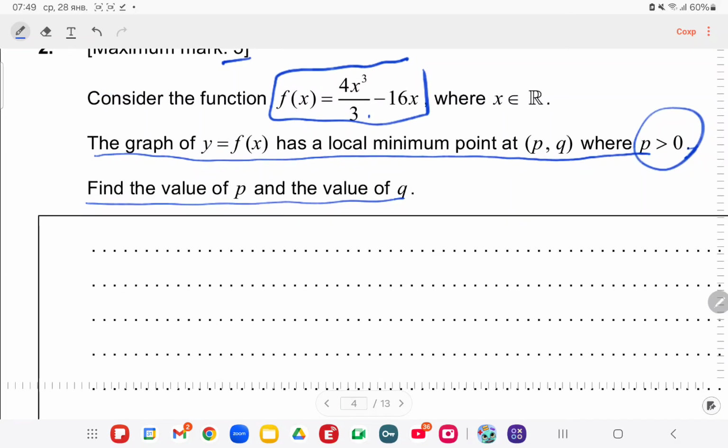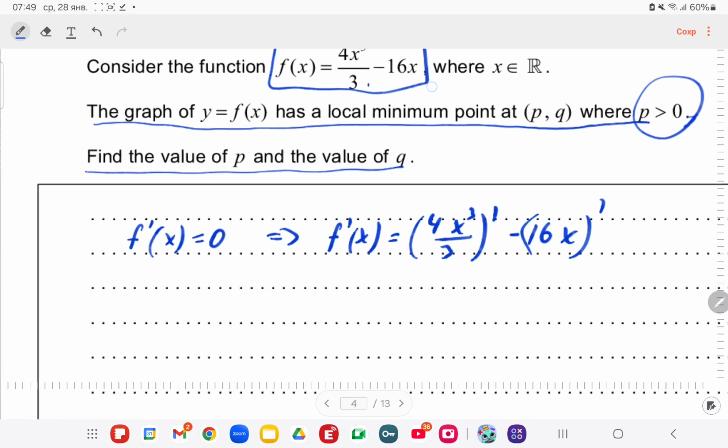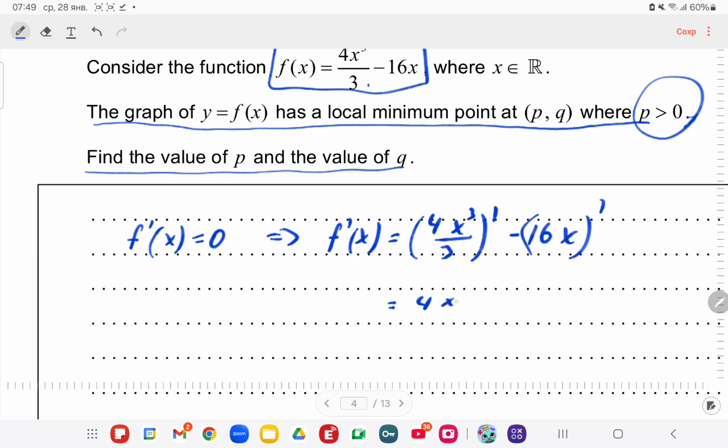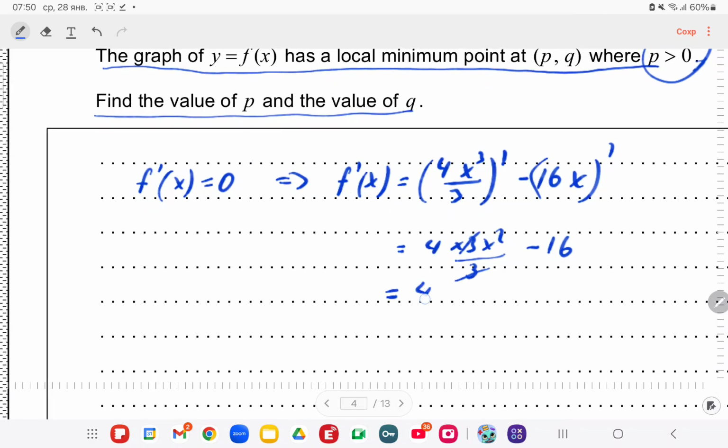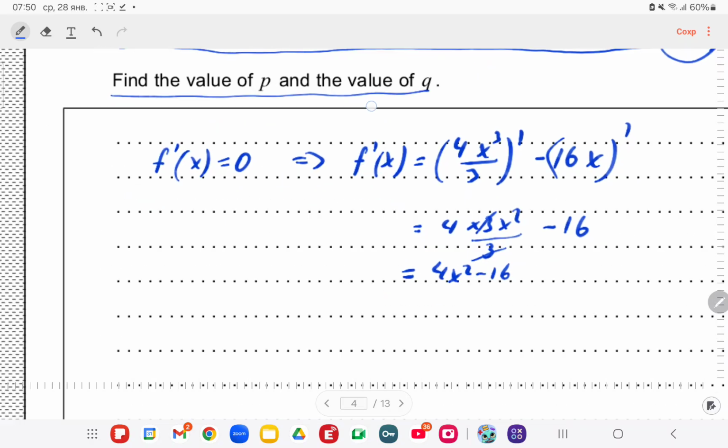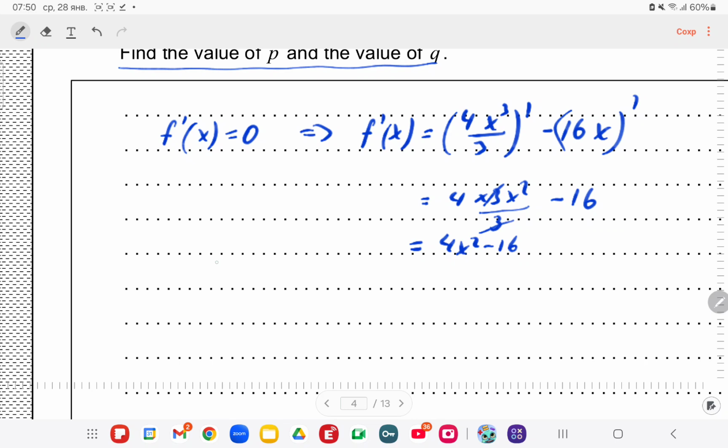Since it's talking about the local minimum, we have to understand straightforwardly that it is all about the derivative. We have to find the points of x where the derivative is equal to 0. So we should find the derivative of this function, 4x cubed over 3 minus 16x. Okay, let's find the derivative. 4 and 3x squared over 3 minus 16. So 3 is reduced, and finally we have 4x squared minus 16. And this is f prime of x.